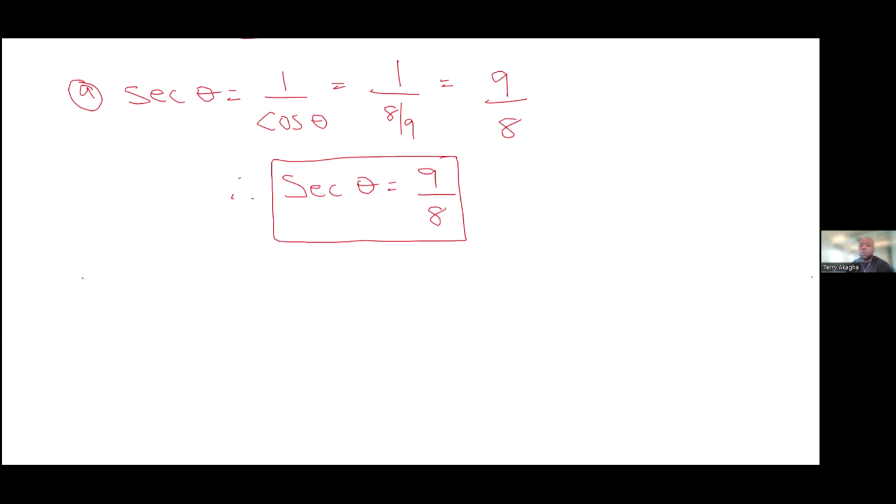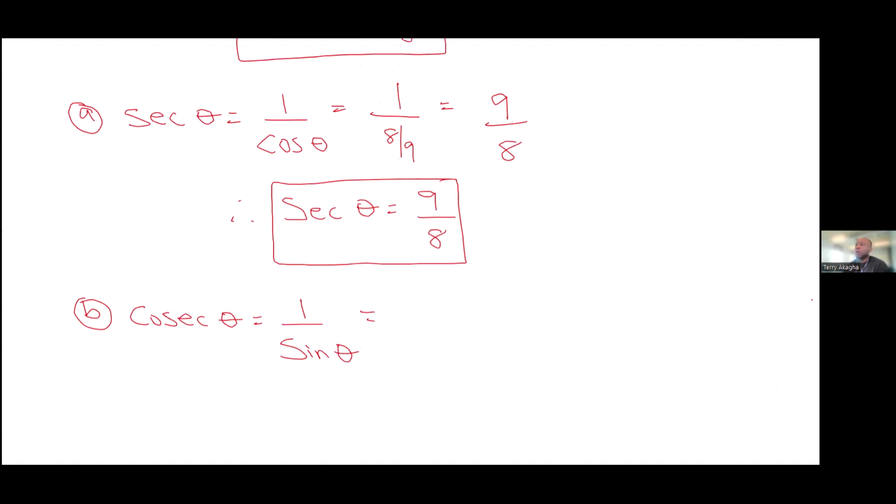Next one we have is cosec theta, which is equal to 1 divided by what? Sine theta, right? So please make sure you are very conversant with these trig identities. It's very important. Cosec theta is 1 over sine theta. So what did we solve to get for sine theta?